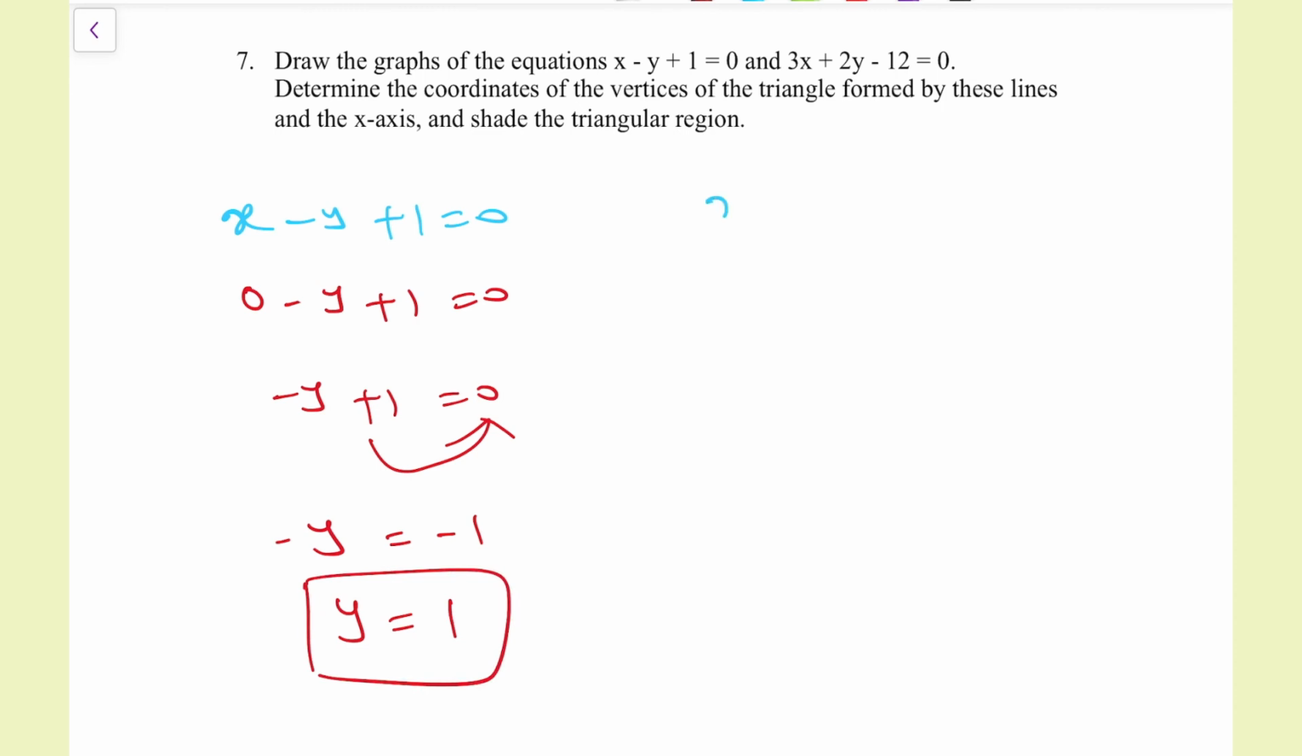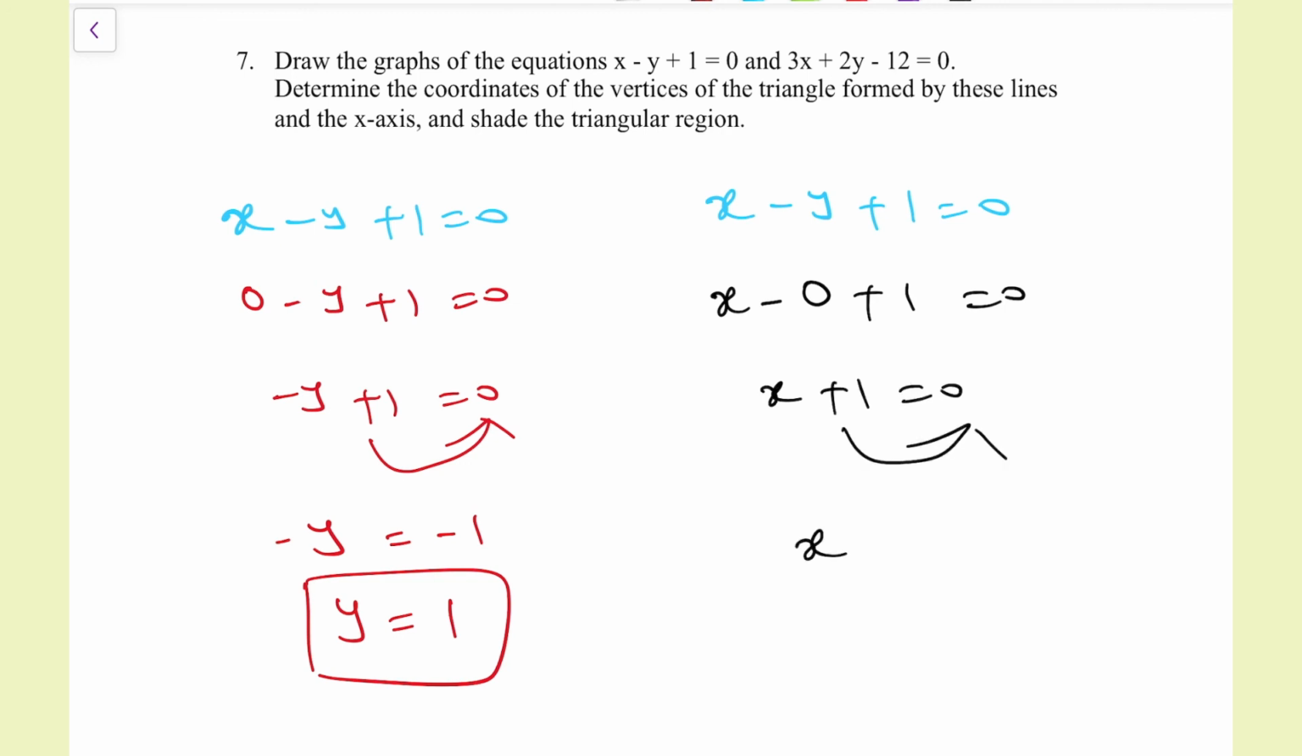Take the same equation again, x minus y plus 1 equals 0. x as it is, minus, in the place of y 0, plus 1 equals 0. 0 is not necessary, so x plus 1 equals 0. Take plus 1 to the right side, it becomes minus 1. So x equals minus 1. First equation calculation completed.